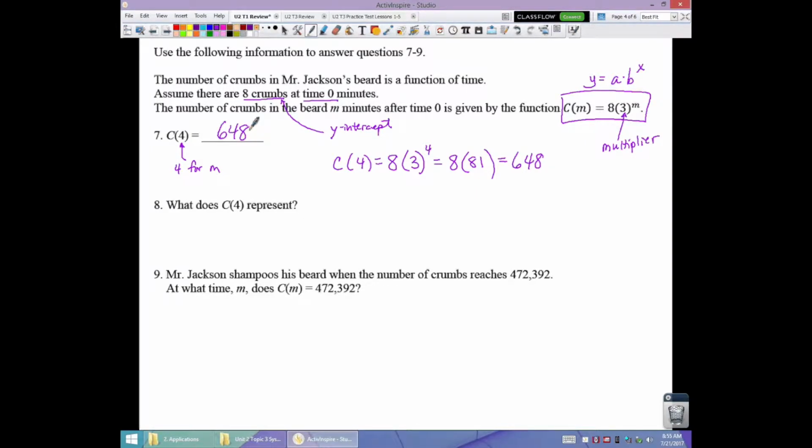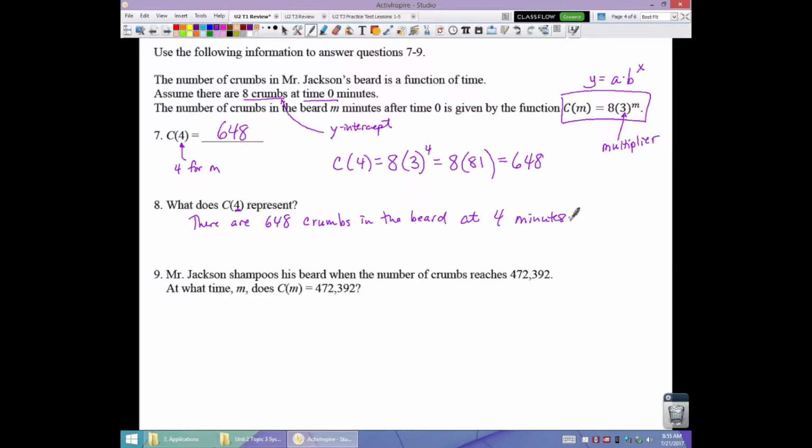648. So what does C of 4 represent? Well, C of 4 we just said was 648, so it means there are 648 crumbs in the beard, but it represents at 4 minutes. So at 4 minutes.